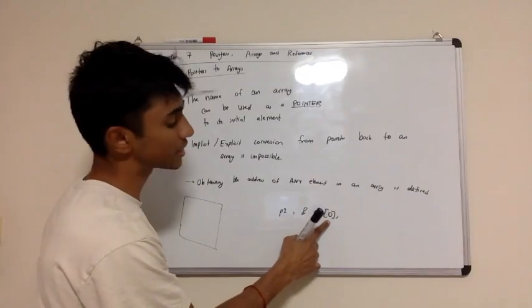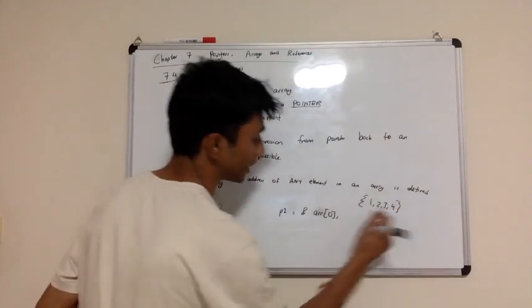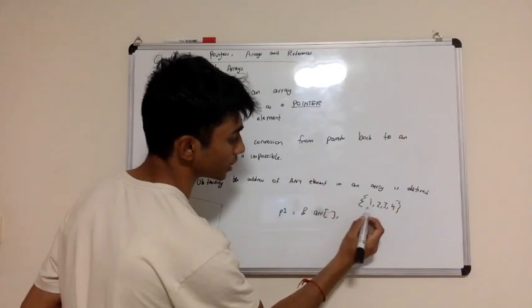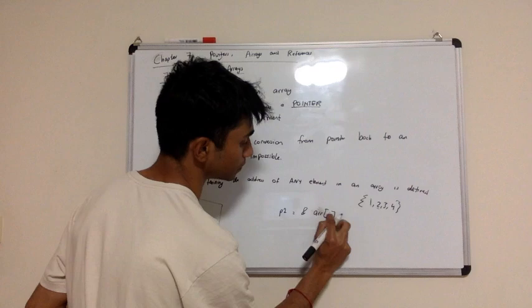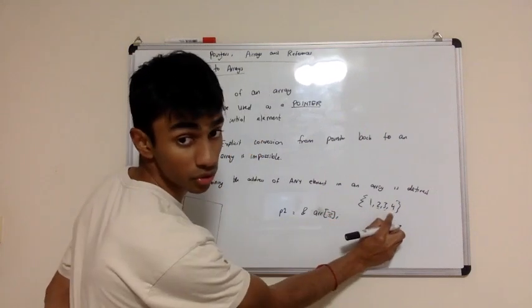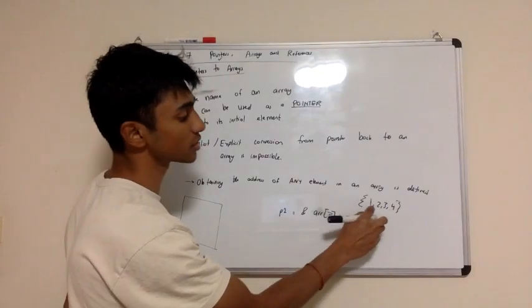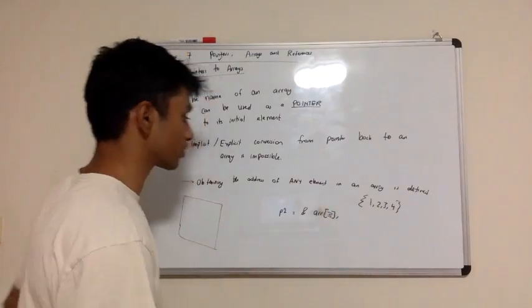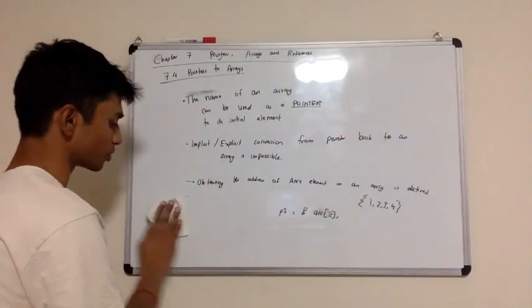We used 0, but let's say the list looks like 1, 2, 3, and 4. It's perfectly valid to get the other addresses. Index 0 would get me the address of the 1, index 1 would get me the address of the 2, 2 would get me the address of 3, and 3 would get me the address of 4. We can get the addresses of any of these elements that exist in the array. That's perfectly fine.